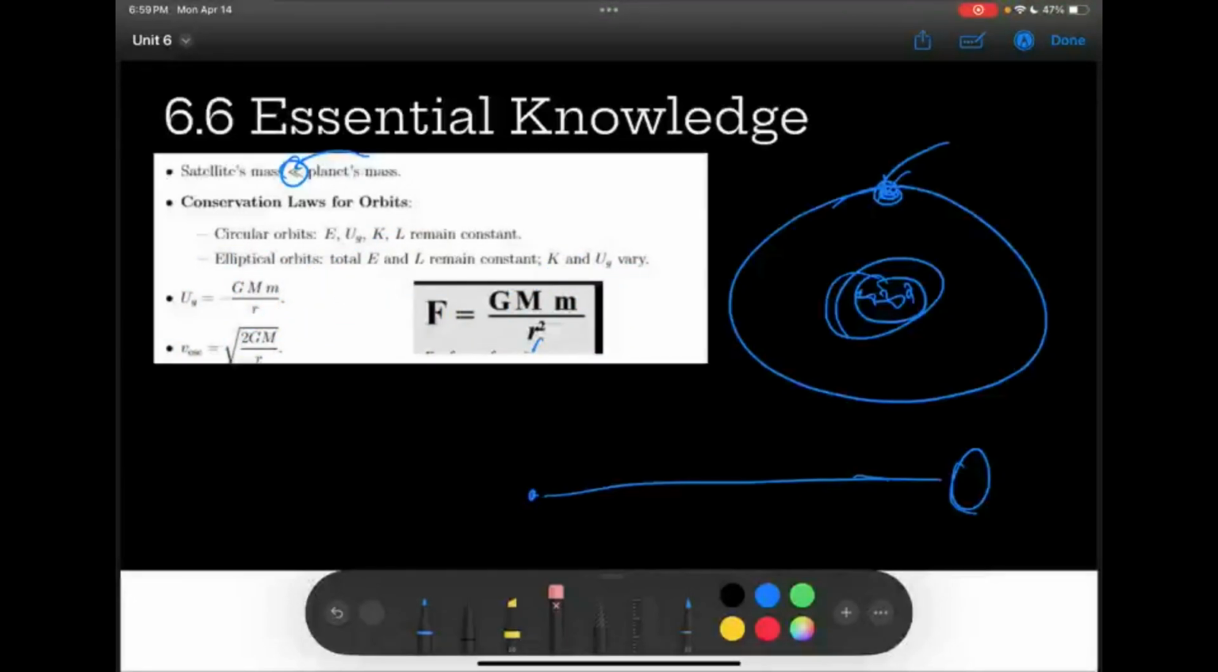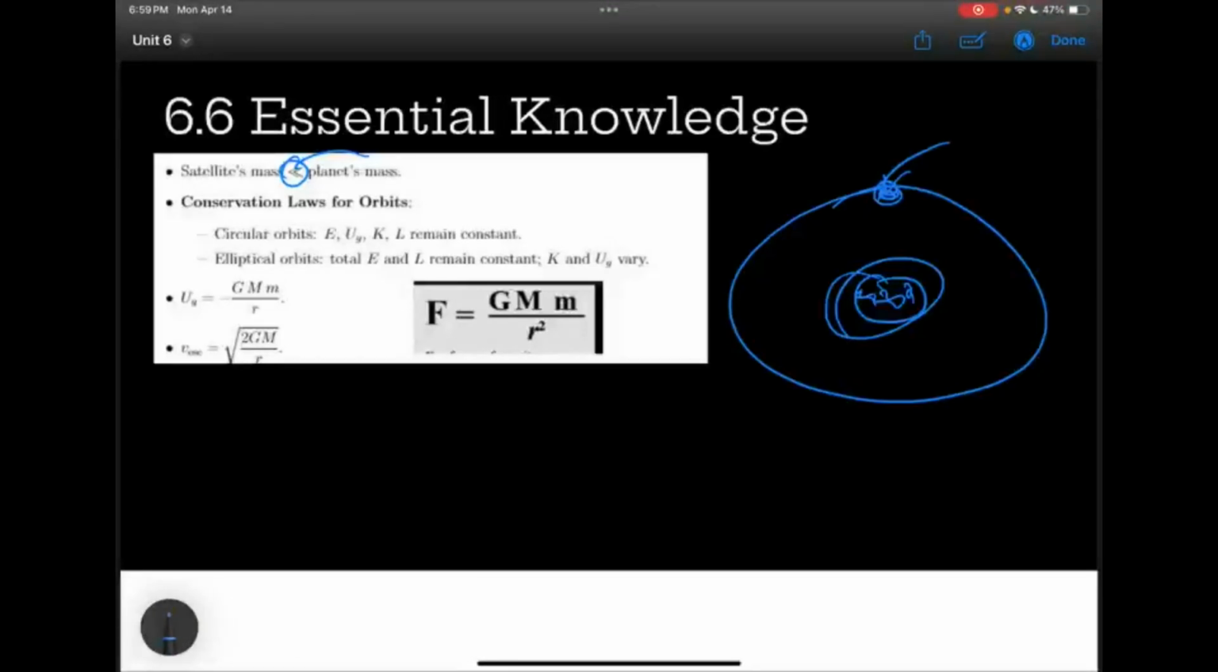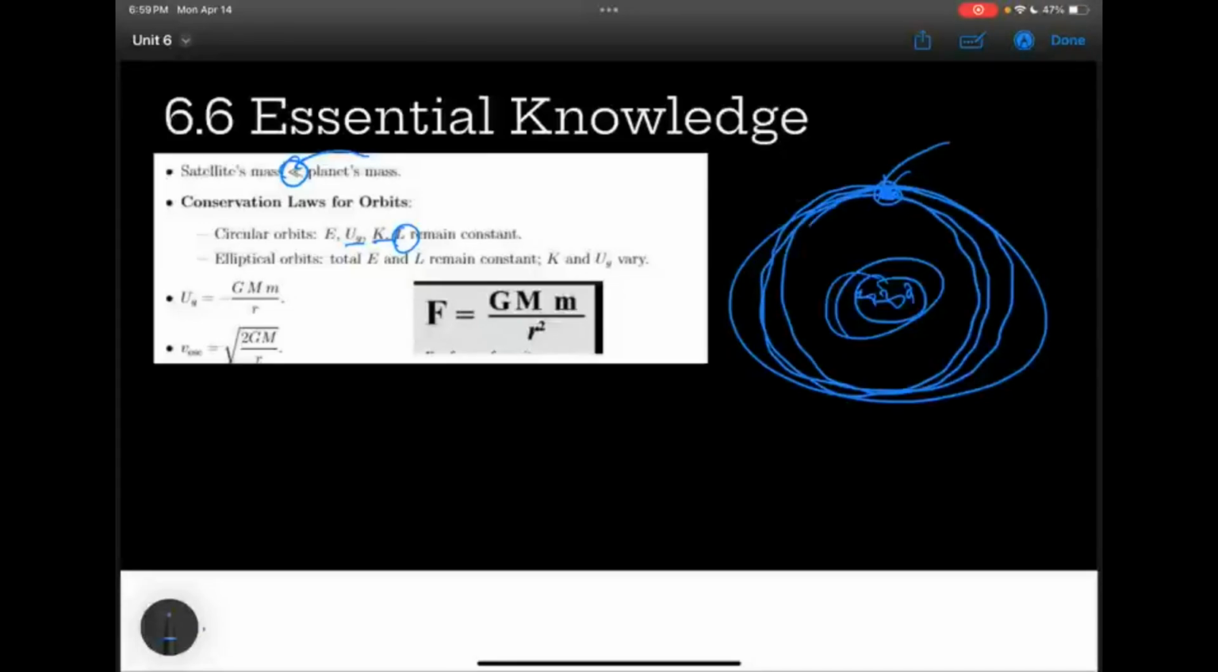And then you need to know about circular orbits. So if something's orbiting around something else in a circle, its total energy, its gravitational potential energy, its kinetic energy, its angular momentum remain constant. This makes sense. Something orbiting something else in a circle just looks like that, right? And it remains a constant distance away from the other thing.